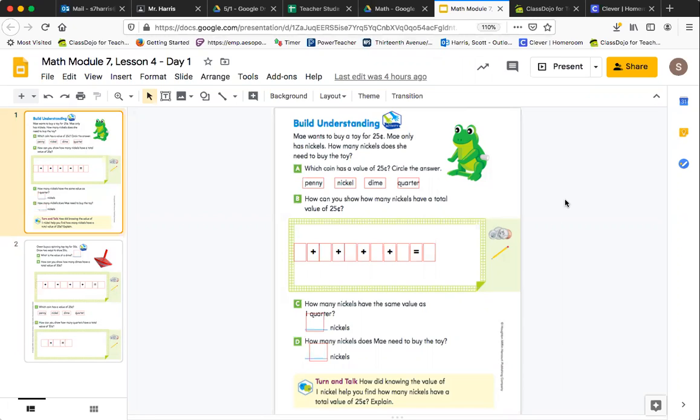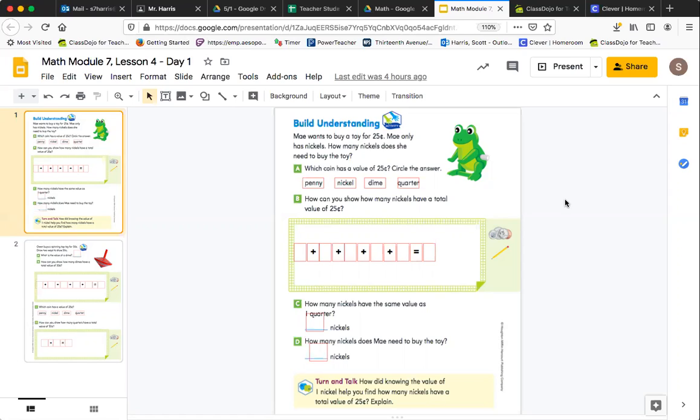Our goal for today is we're going to talk about using different combinations of coins to make the same total value. So that is your target, that you can use different numbers or different combinations of coins to make the same total value. So if we look at our Google Slides for today, on this first question, I'll read it to you. May wants to buy a toy for 25 cents. May only has nickels. How many nickels does she need to buy the toy?